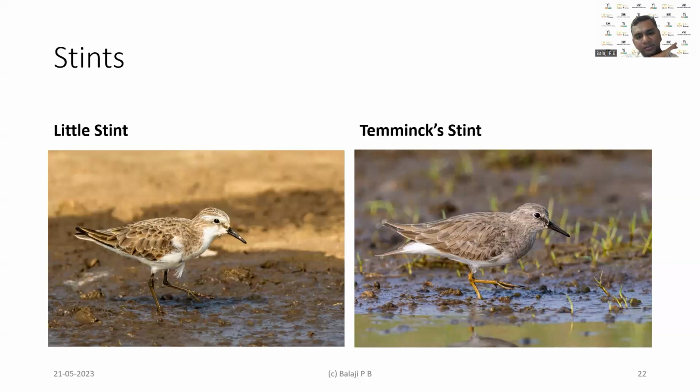So first, if you look at the little stint, it has dark legs. And the Temminck's stint has yellow legs. So this is the main differentiating factor between the two. And the little stint has very prominent markings on its upper body, while the Temminck's stint has a very plain looking upper body. So a combination of the color of the legs and the upper body will help you differentiate between the two species.